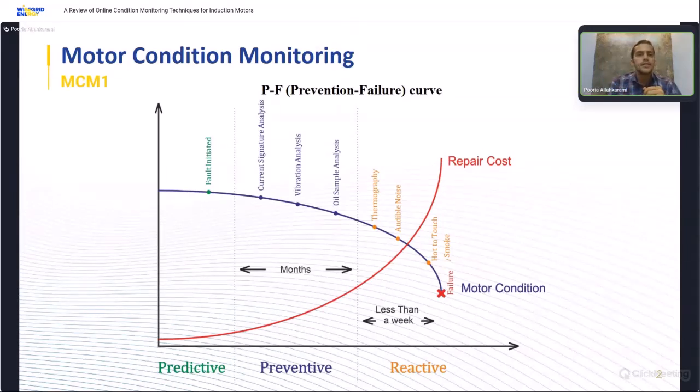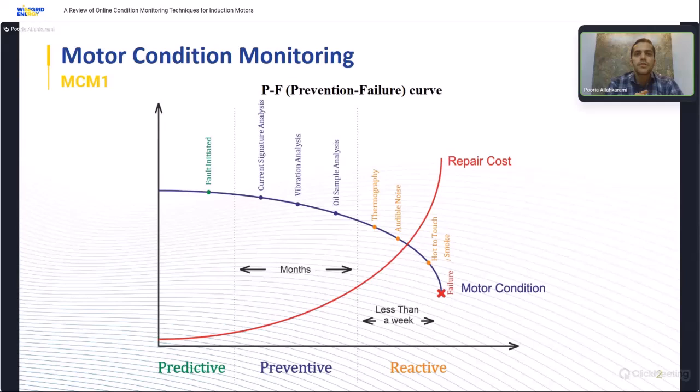As you can see in this slide, when a fault begins to develop, we can detect it by analyzing various signals from the motor, for example, oil, current signature, or vibration, and at last the complete failure happens. So the sooner the fault is detected, the less severe the damage will be and the cost will be less.